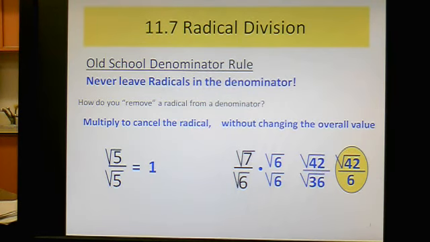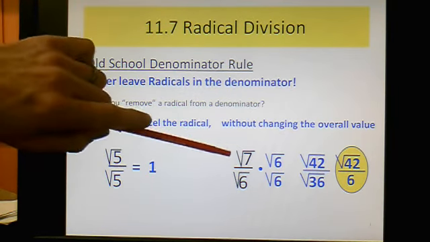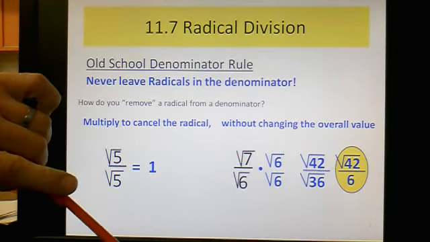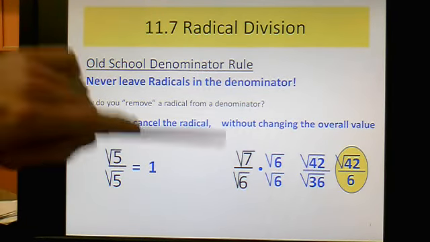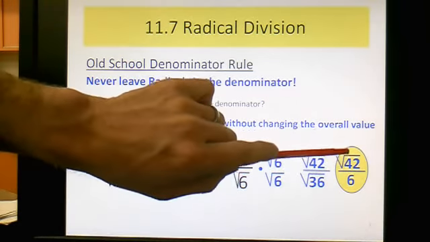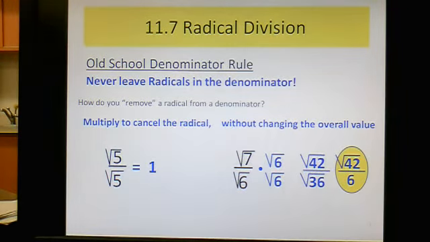Do you believe me? If you don't, take out a calculator, do rad 7, get a decimal, and divide that by rad 6, which is another decimal, and whatever that decimal is, it is equal to the square root of 42 divided by 6. Guaranteed every time, unless you type the numbers in wrong. That is a true statement.